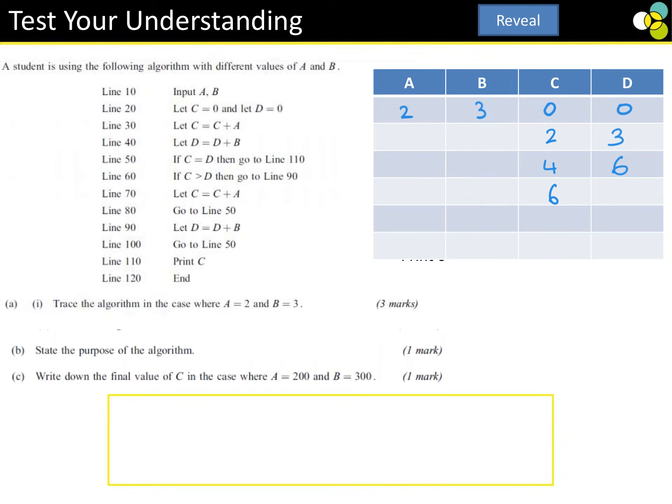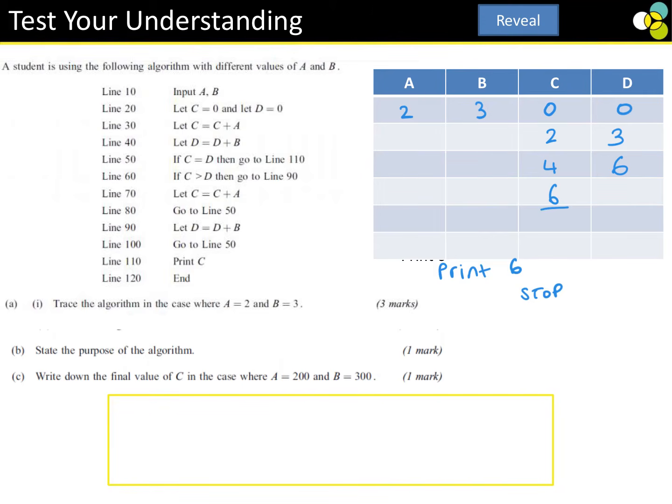Yes, they equal each other. 110, print C. Okay, so C is now 6. Print 6. End. Okay, so stop right there. Okay, so state the purpose of this algorithm. Now, what connection do we have with 2, 3, and 6?